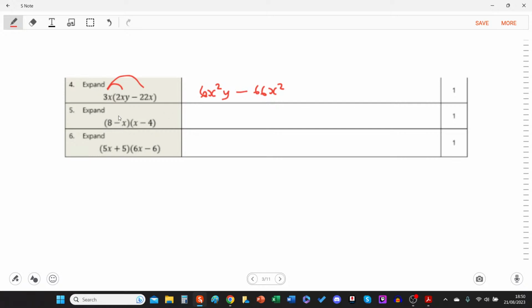Expand. Okay, so there's many different methods. I'm not going to go into it too much here. We could just do one thing at a time. So we've got the x times the minus x. So we got negative x squared. Then we've got a 4x. So in total, we've got a positive multiplication here. It's okay. So it's like positive 4x and positive 8x. So 12x in total. And then negative 32. So the 4 times the 8.